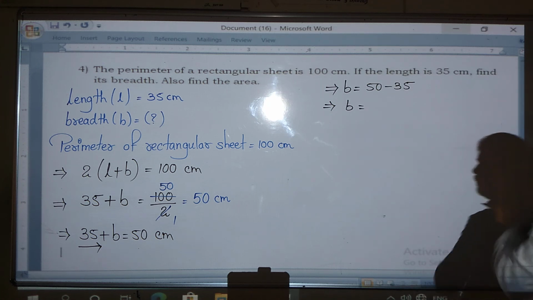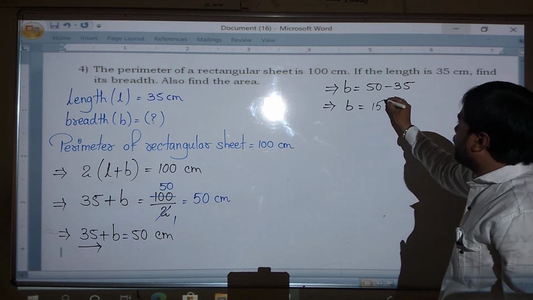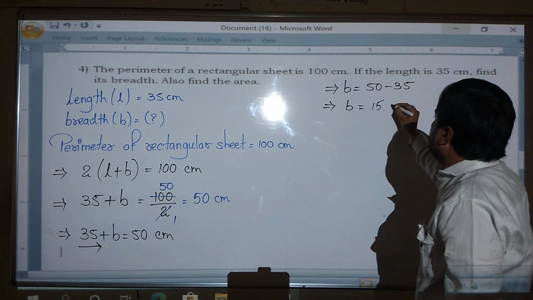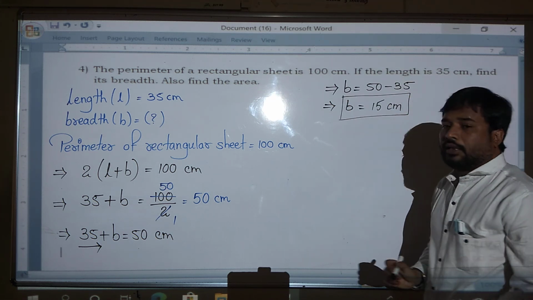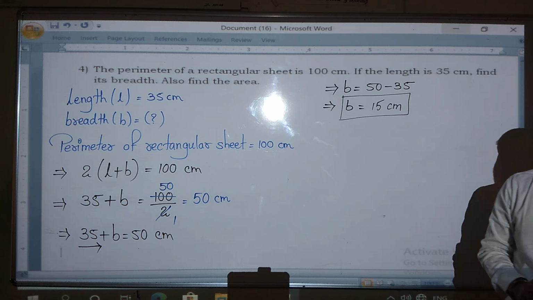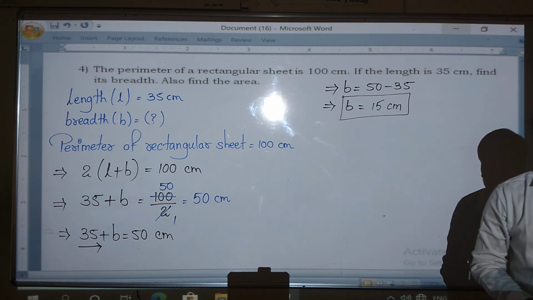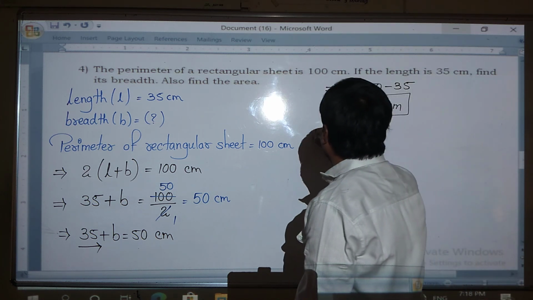15. Unit સામે ચાલતા હતા? Centimeter. In this chapter unit is compulsory. Half of marks cut થઈ જશે. Be careful. So now what we have to find finally?